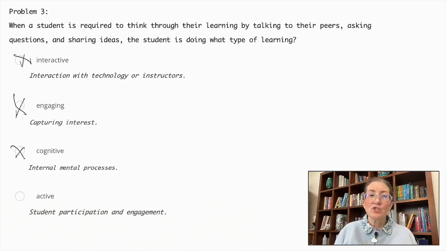This involves students actively participating in their learning process rather than passively receiving information. When students talk to their peers, ask questions, and share ideas, they are actively engaging with the material. This process helps deepen their understanding and retention of the subject matter. Therefore, active is the correct answer here.